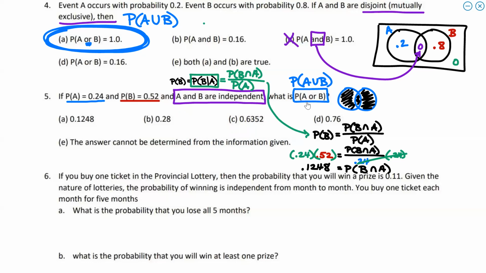So how do I figure out what it would be if I added these two circles together, but I'm afraid of that double count? Add them together, subtract this out, because this is the part that I would be double counting. So whenever I want to find the union, the probability of A or B is equal to the probability of A plus the probability of B minus the probability that they both happened, A and B.